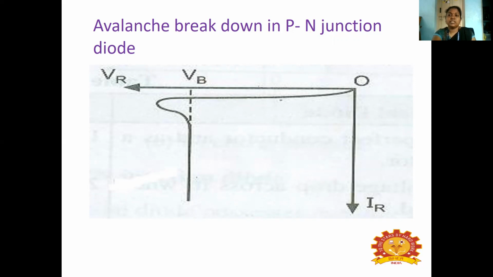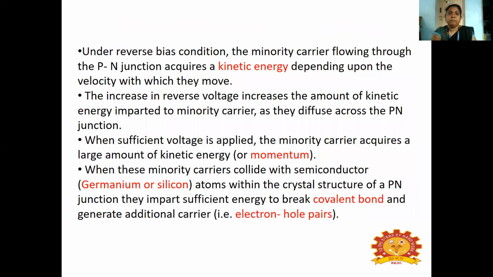Likewise, in a PN junction diode, we have an avalanche breakdown. Avalanche breakdown will occur mostly in the reverse bias condition, where only a very minimum, negligible current flows. You can see VB is the breakdown voltage, also called the avalanche breakdown voltage. So we will see what avalanche breakdown is here.